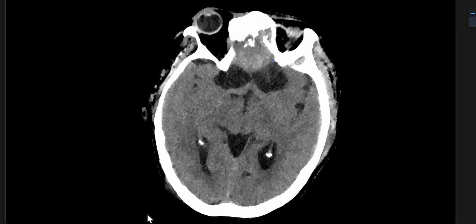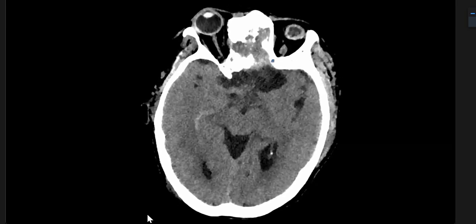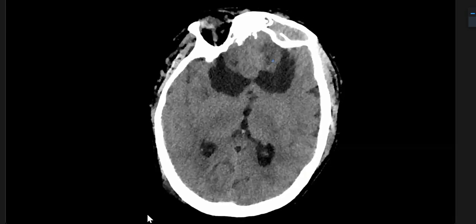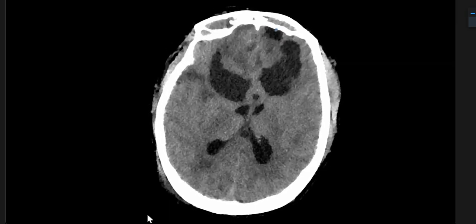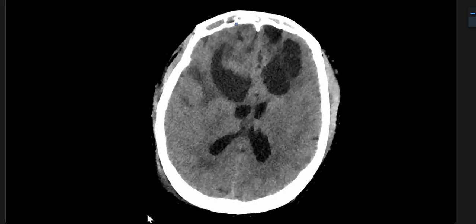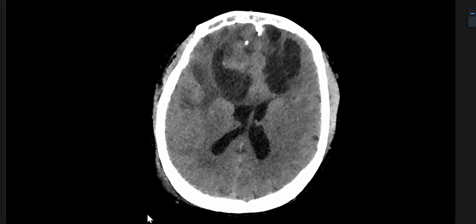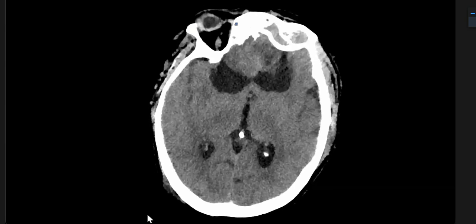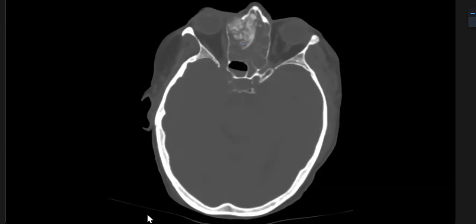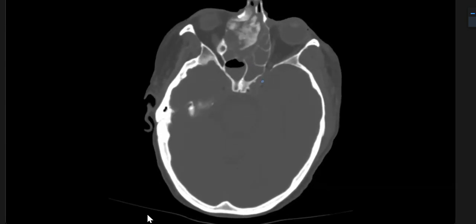And I can see that there is also, I'm not sure, there's opacification and destruction of the bone, which I would like to check also in the bone window. Extension to, there's opacification of the frontal sinuses and nasal. Yes, okay.